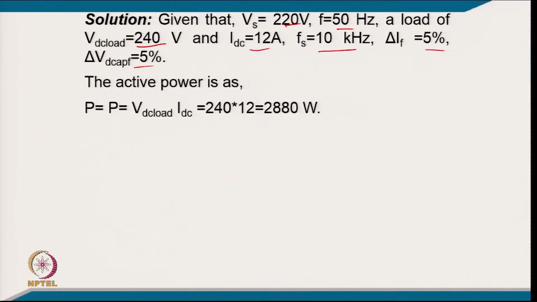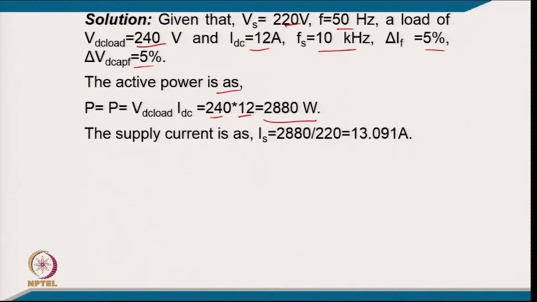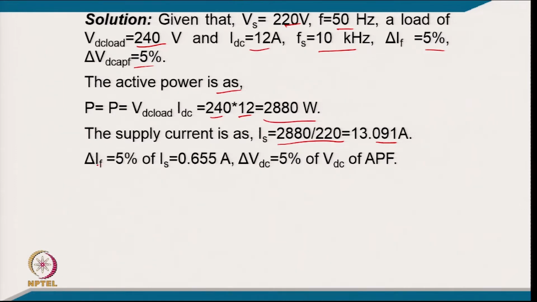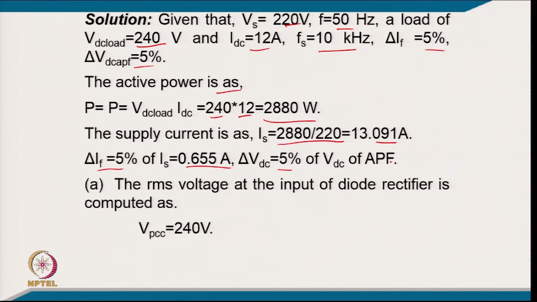So, coming to the active power drawn by the load, which is given by the DC voltage of the battery multiplied by the current. In the load it comes to 2880 watt, and the supply current will be this power divided by 220 volt. So, it is 13.091 ampere. And if we take the filter ripple current, because supply current and filter current are there, 5% of this current will be 0.655 ampere, and the DC link voltage variation is 5% of VDC of the active power filter.